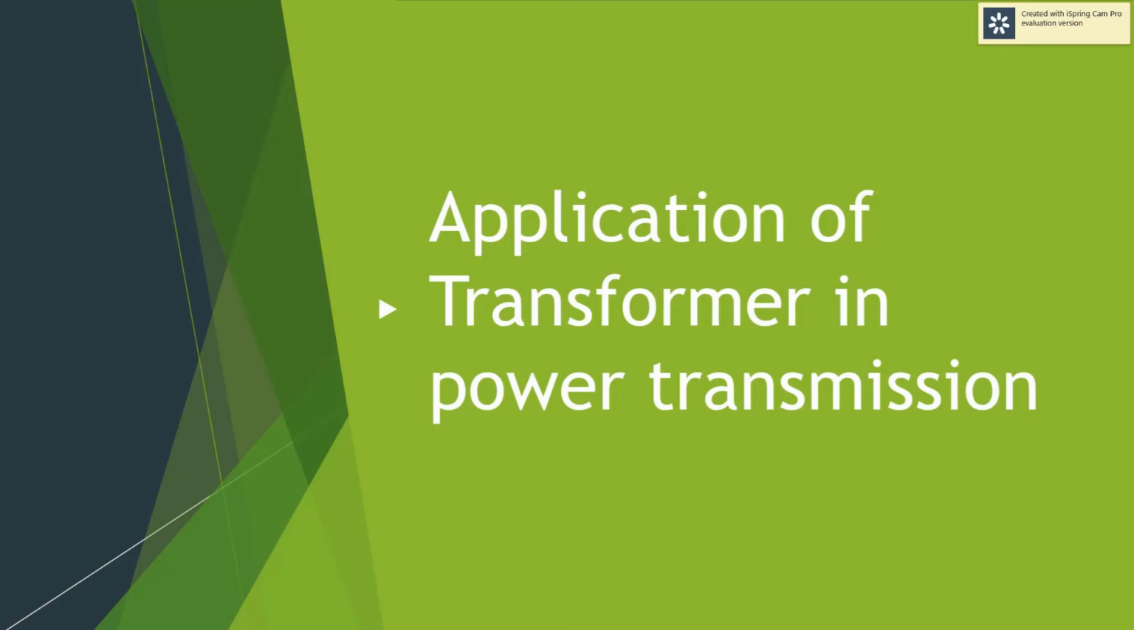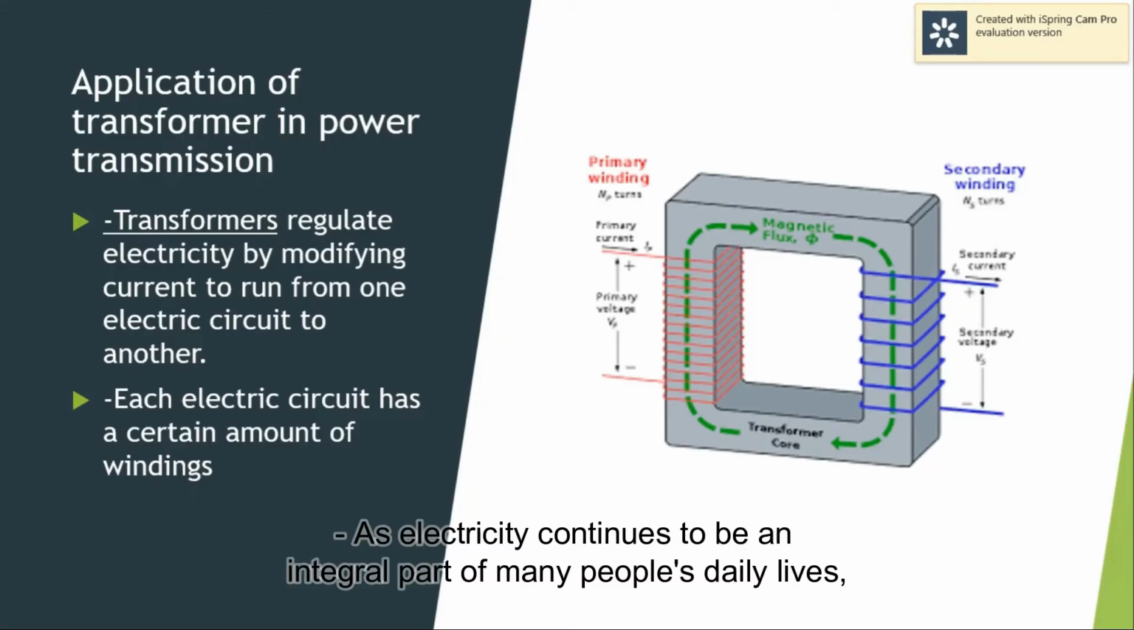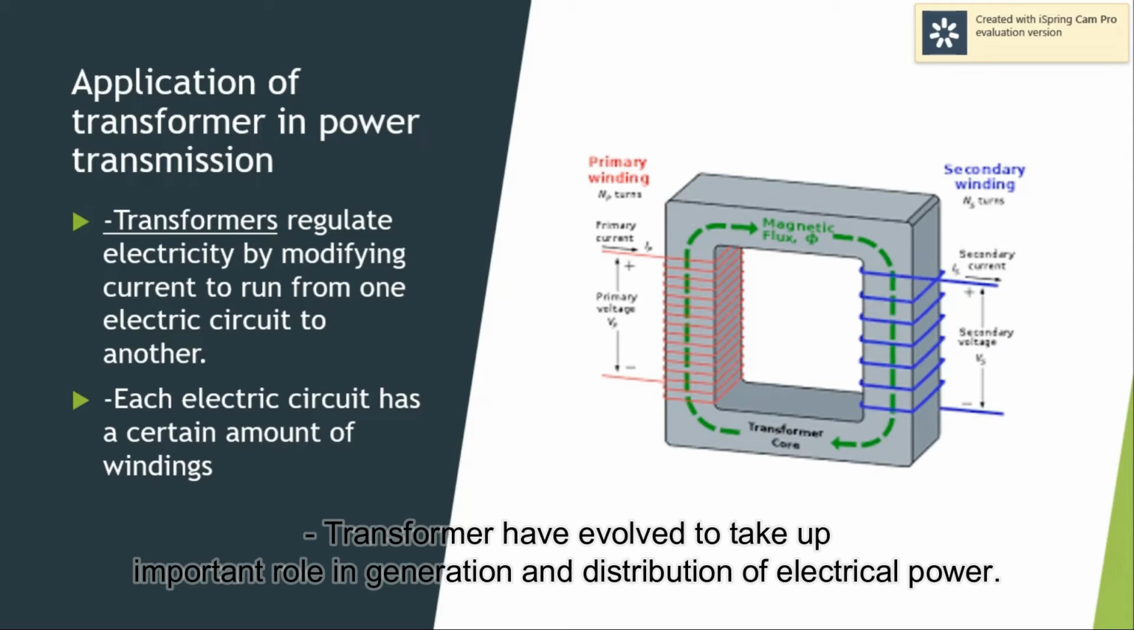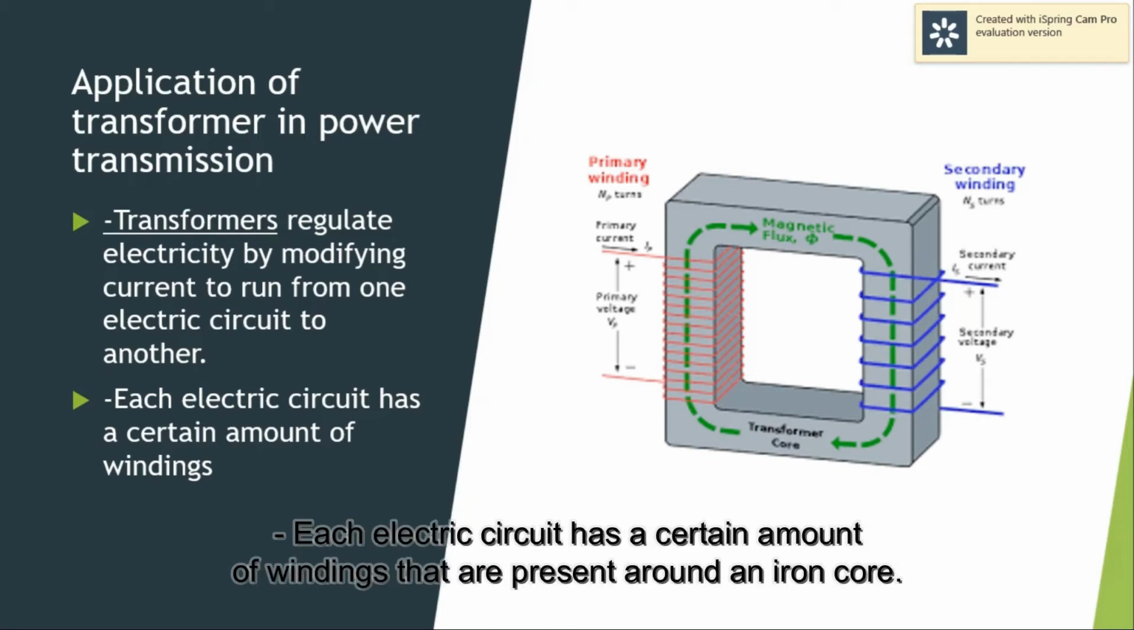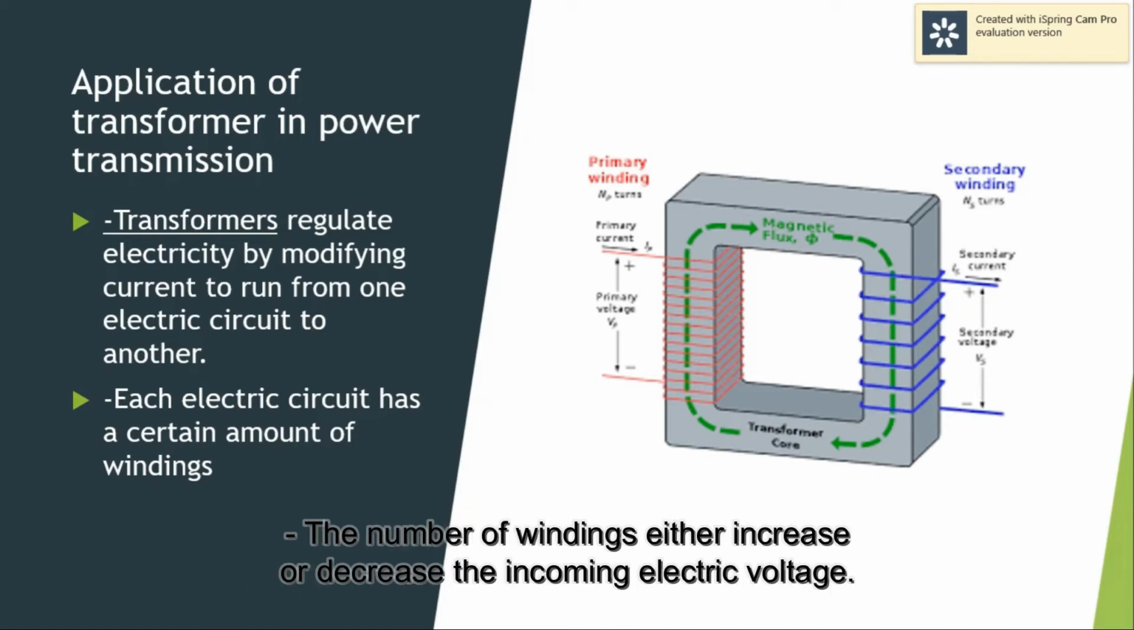Application of transformer in power transmission. As electricity continues to be an integral part of many people's daily life, transformers have evolved to take up an important role in the generation and distribution of electrical power. Transformers regulate electricity by modifying current to run from one electric circuit to another. Each electric circuit has a certain number of windings that are present around an iron core. The number of windings either increases or decreases the incoming electric voltage.